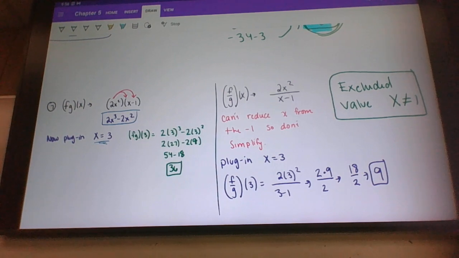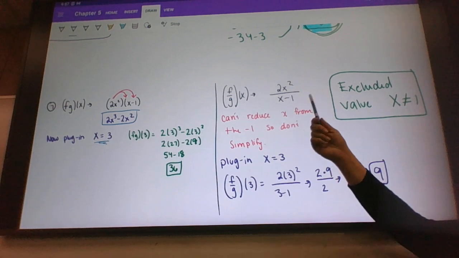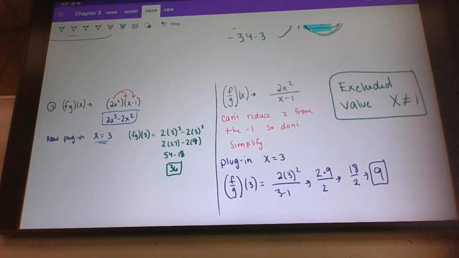So you have to think about rules. Were there rules going on here? And yes, there are rules about fractions. The rule is you can't have 0 in the denominator. The other ones don't have any rules.